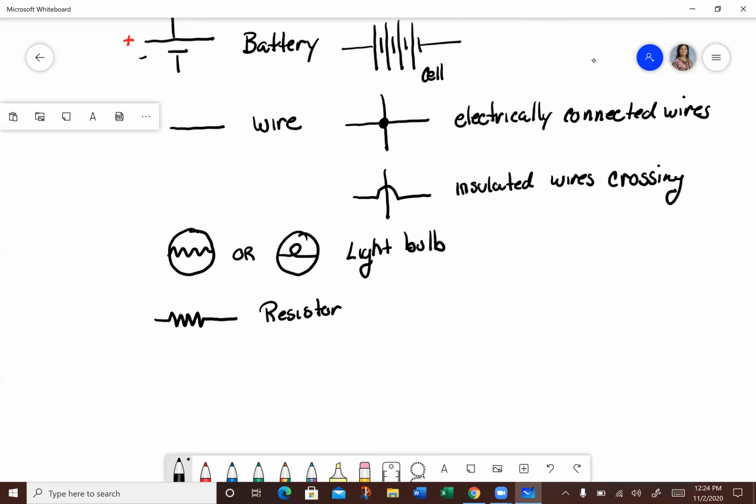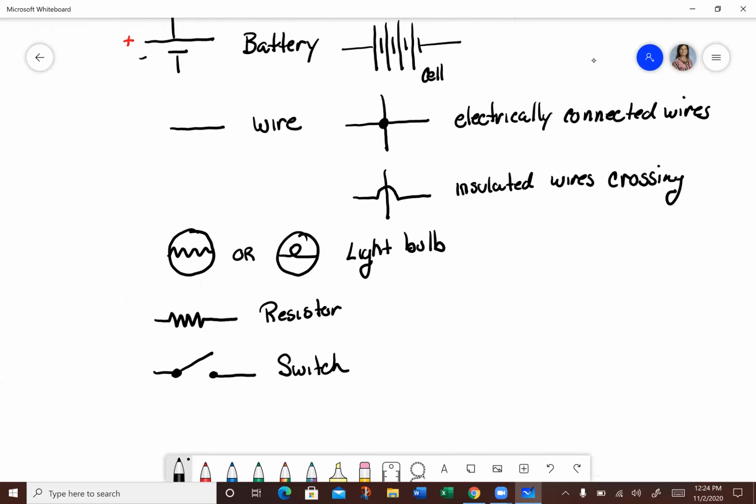And finally, what we'll often use is a switch. And as I just drew previously, that's our symbol for our switch. So the purpose of the switch is to create an open and closed circuit.